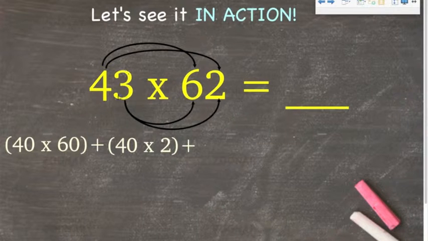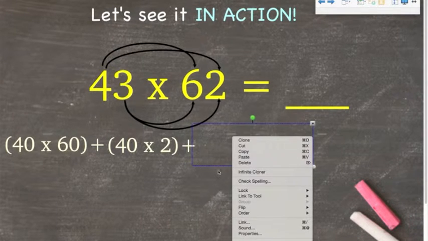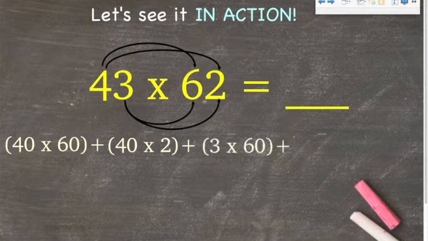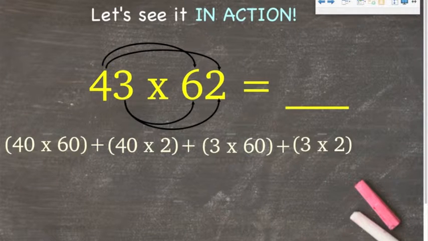Right, so now I've got my 3 distributed both to the tens place and to the ones place on the other factor. So what I have here, girls and boys, now is 3 times 60 plus 3 times 2.